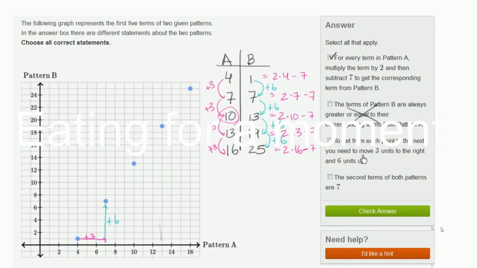To get from each point to the next, you need to move 3 units to the right and 6 units up. Well, that's exactly what we talked about. From one term to the next, pattern A, along our horizontal axis, we increase by 3, while pattern B, which is plotted on our vertical axis, we increase by 6. So you move 3 to the right and 6 up.